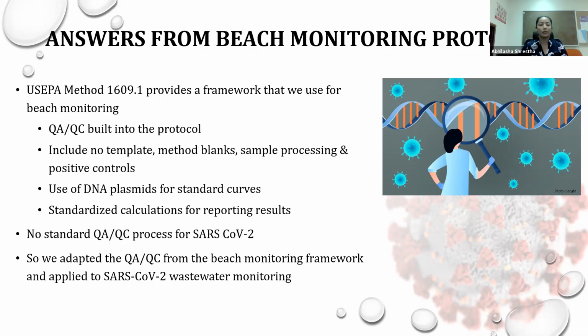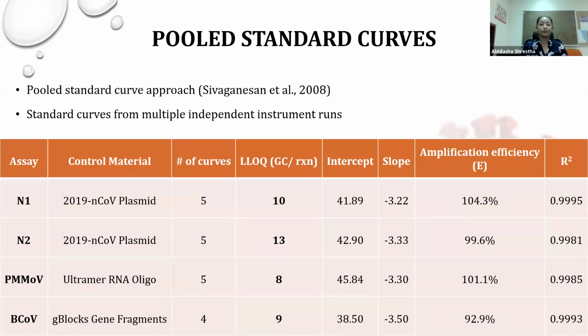Next, I'm going to briefly talk about some of the QA/QC measures that we took. First, I'm going to talk about the standard curves. For the standard curves, we used a pooled standard curve approach, which accounts for within and between instrument run variabilities. Also, it has been shown that this approach to come up with a pooled model can reduce uncertainty in both the slope and the intercept estimates compared to a traditional single curve approach. All the control materials for the 4 assays were purchased from IDT, and we generated composite standard curves using linear regression.